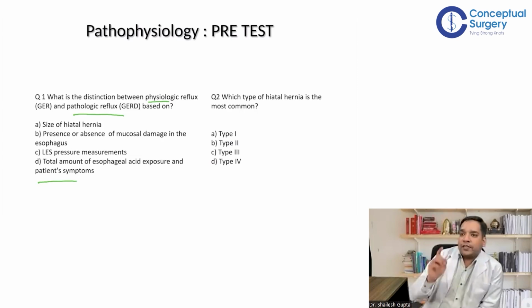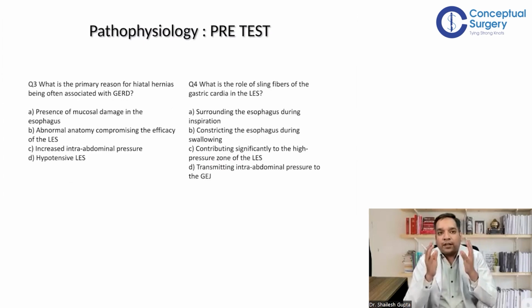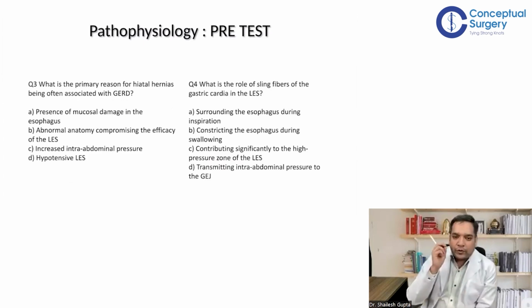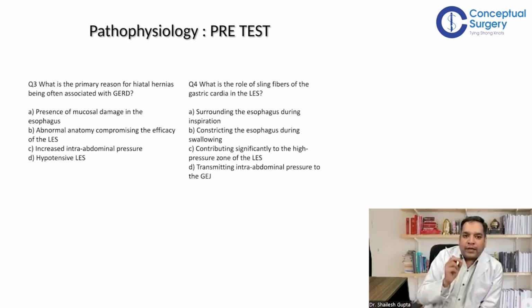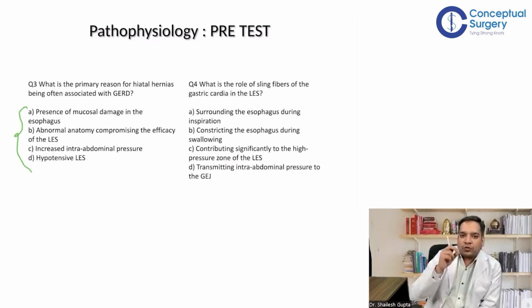The next question is, which type of hiatal hernia is the most common? Type 1, type 2, type 3, or type 4? I would request the students to please write their answer in the chat box. Question number 3, what is the primary reason for hiatal hernias being often associated with GERD? Why does reflux disease occur in hiatal hernia? Presence of mucosal damage in the esophagus, abnormal anatomy compromising the efficacy of the LES, increased intra-abdominal pressure, or hypotensive LES.